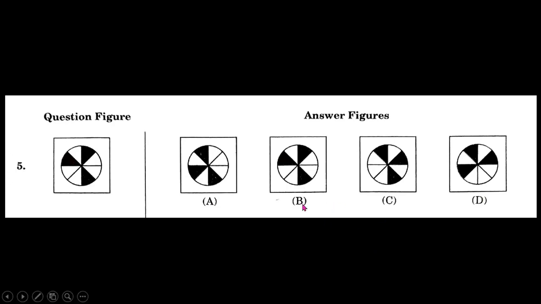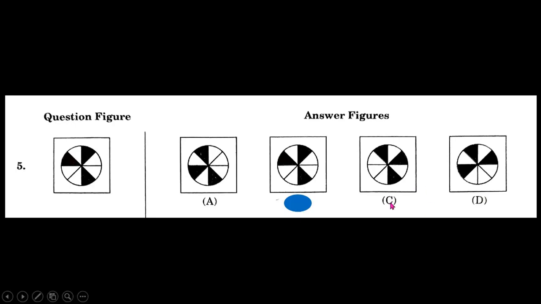And we move to the answer figure B. Observing this, we find there are three black parts and one white part is separating these two blacks, and two white parts are separating these two blacks. Again, two white parts are separating these two blacks, which is exactly same as this question figure. And hence, answer figure B is the right answer for this question.